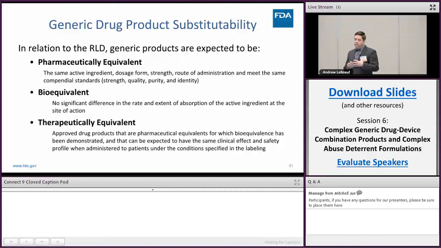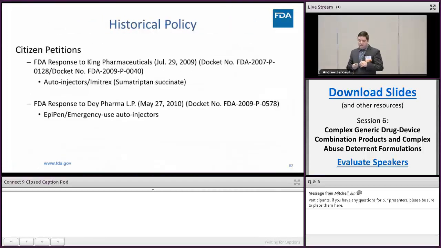Now we're talking about therapeutic equivalence, which is the pillar of generic drug substitutability. So it's approved drug products that are pharmaceutical equivalents for which bioequivalence has been demonstrated, and that can be expected to produce the same clinical effect and safety profile when administered to patients under the conditions specified in the labeling. These key concepts apply to all generic products, including drug-device combination products. So, specifically, a generic drug-device combination product classified as therapeutically equivalent can be expected to produce the same clinical effect and safety profile as its RLD.